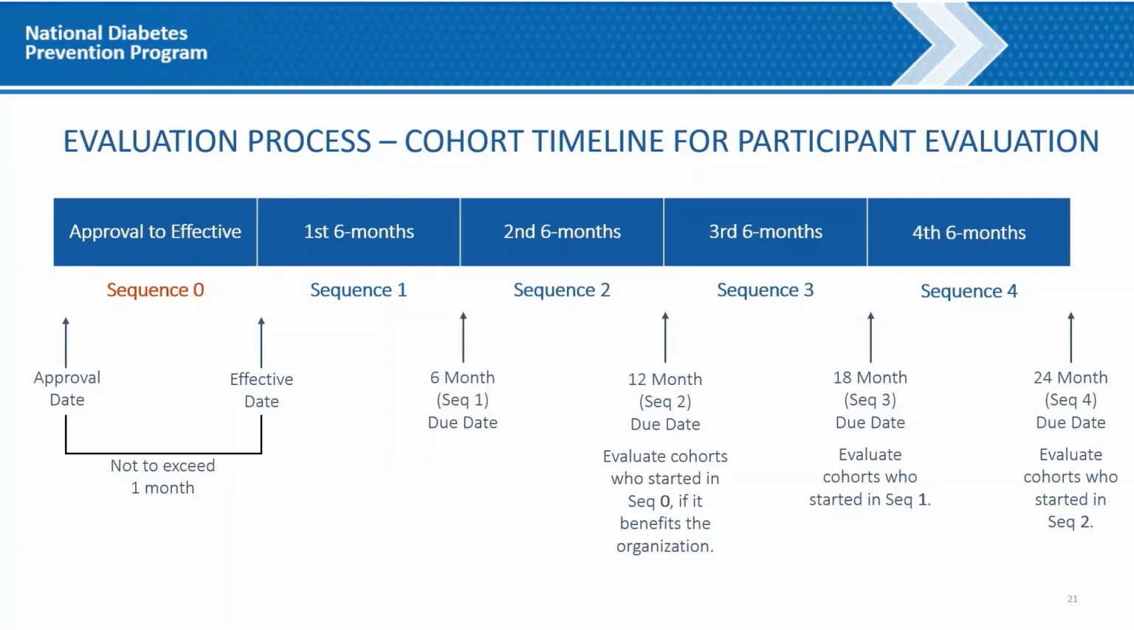If a program's first cohort begins in sequence 0, the time between the approval date and effective date, then sequence 2, the 12-month point in the timeline, is the first time the DPRP can do a full evaluation. In this case, all cohorts that started in sequence 0 may be evaluated when the 12-month data file is submitted if it benefits the organization. All cohorts that started in sequence 1 will be evaluated in sequence 3. All cohorts that started in sequence 2 will be evaluated in sequence 4, and so on.